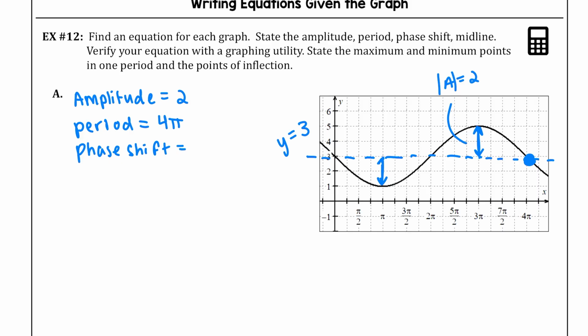I'd say none. We don't have a phase shift, so I'm gonna say 0. All right, and then midline is y equals 3. Okay, so we said that. And now let's write that into an equation, since that is the first thing it asks us to do.